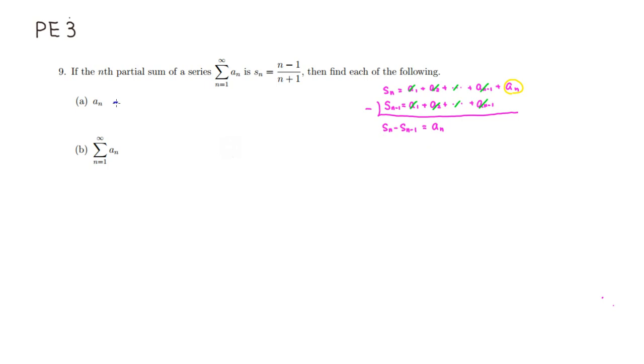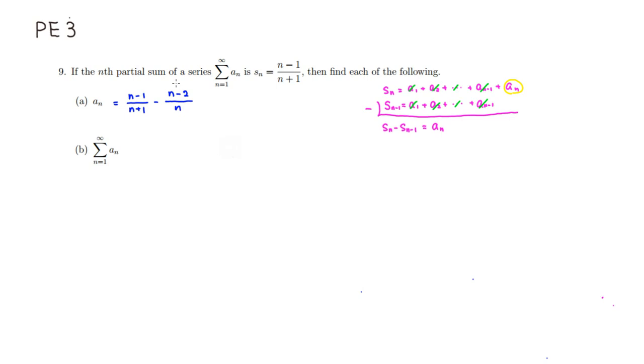So Sn is n minus 1 over n plus 1, because that's just given. Then we have to subtract S(n minus 1), which means that we can just replace n by n minus 1. So you have n minus 1, then you have an extra minus 1, so it's n minus 2. On the denominator, you have n minus 1 plus 1, so that will be just n.